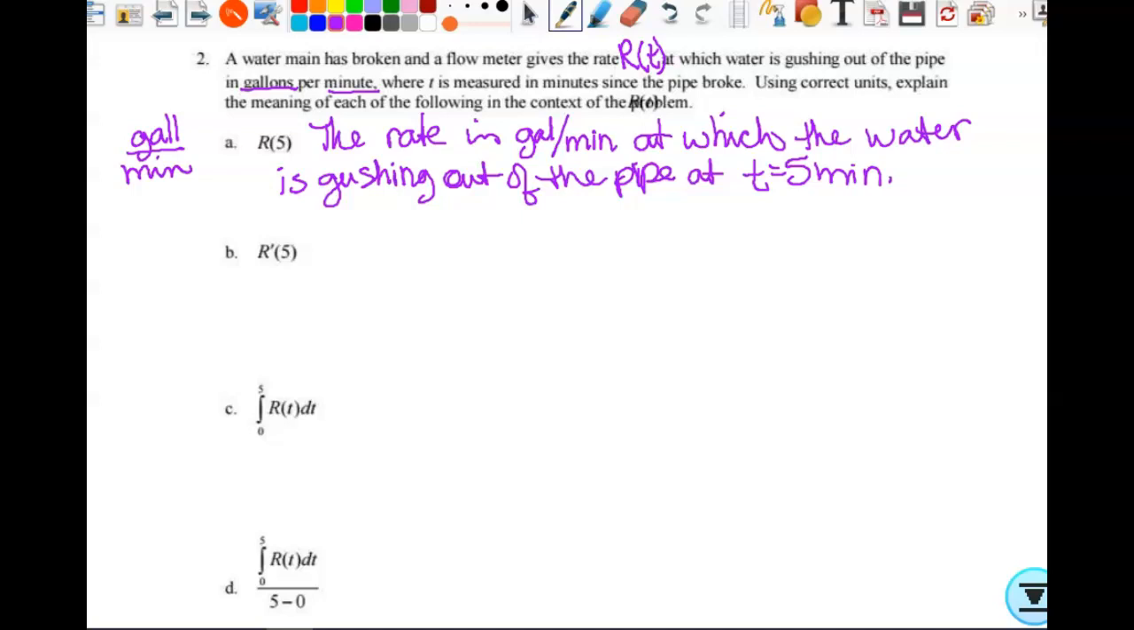Make sure you say that it's a rate, because you're given a rate. The units, you have to have the gallons per minute. What's happening, the water's flowing out of the pipe. I used the word that was in the sentence, but it's leaving the pipe in some form or fashion at t equals 5 minutes. Flowing, that's fine, because it is a flow meter. Whether it's gushing or flowing, it's leaving. That's the most important part, and it's totally fine.